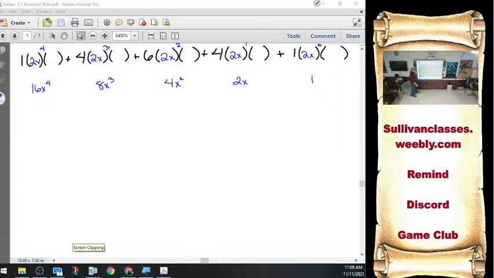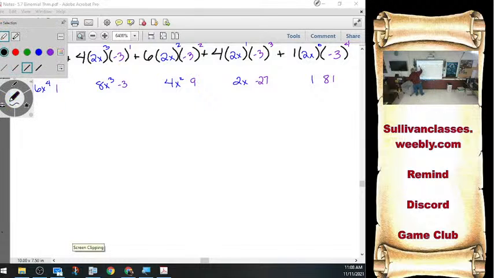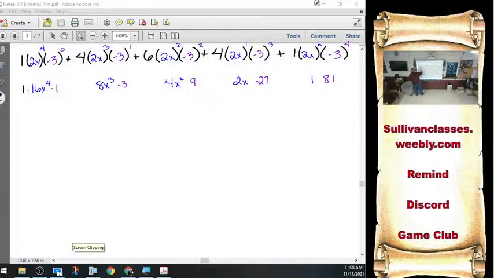Plugging in a negative 3, right? Is it negative 3 next? 0, negative 3 in the first, negative 3 to the second, negative 3 to the third, negative 3 to the fourth.